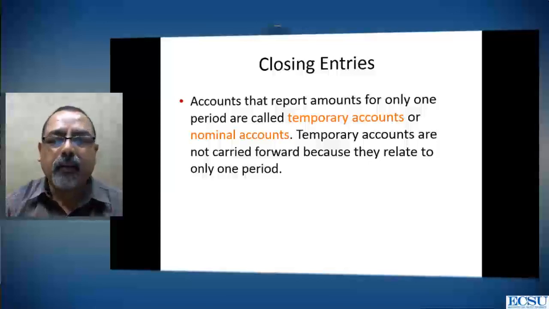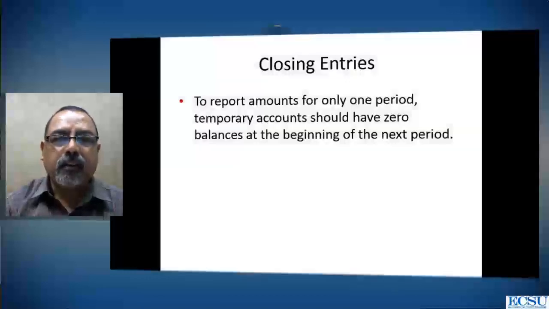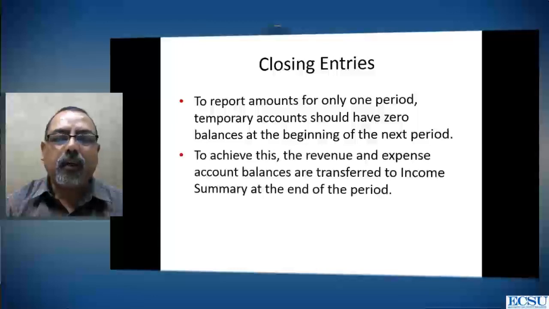You will be violating the matching principle. So therefore we'll have to close all the temporary accounts. Now, in order to report amounts only for that particular period for which they have received the benefit, they should be zeroed out at the beginning of the next year. So that's why we'll have to close them.